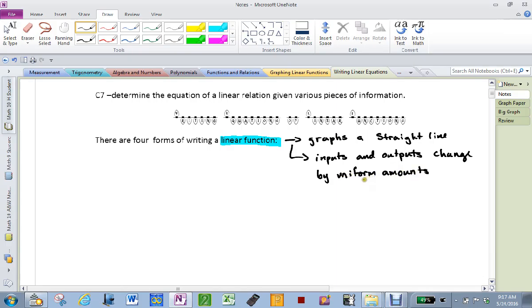Uniform, which means if x increases by 3 and y increases by 5 between any 2 points on the graph, then that continues forever. Okay? That is what we are trying to say here. Everybody cool? Okay. The 4 ways of graphing these. 1, standard form.